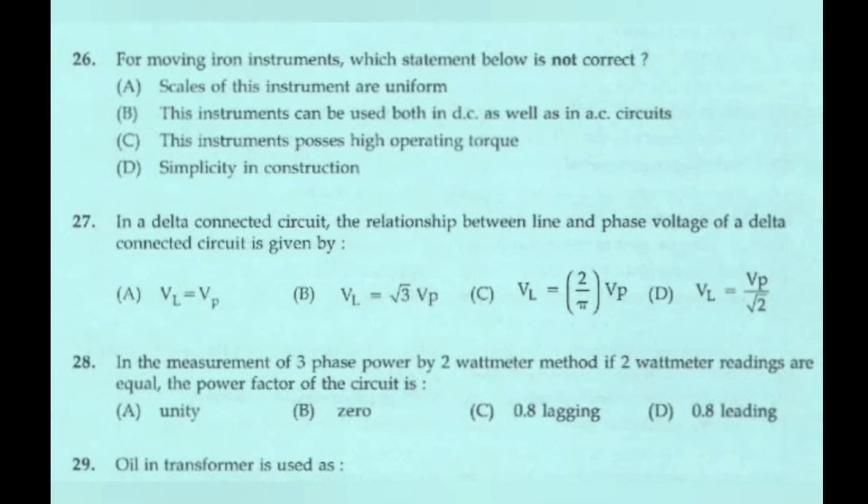Question number 26. For moving iron instruments, which statement below is not correct? Answer is option A. Scales of this instrument are uniform.